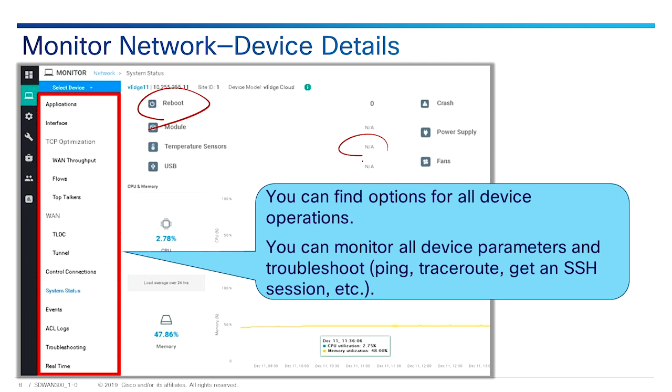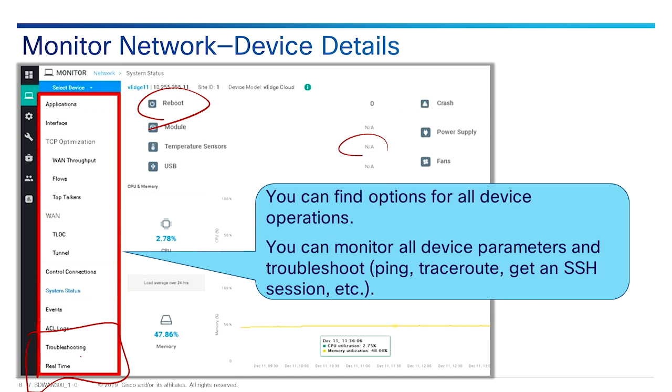You can use these options on the left to view details. You can check all control connections, active tunnels, throughput, and so forth. Also, under Troubleshooting in real time down here, you can perform a variety of actions, such as opening an SSH session to the device or performing a ping or traceroute from the vManage GUI. For as long as the device has a control connection to vManage, you can perform all device operations from vManage.